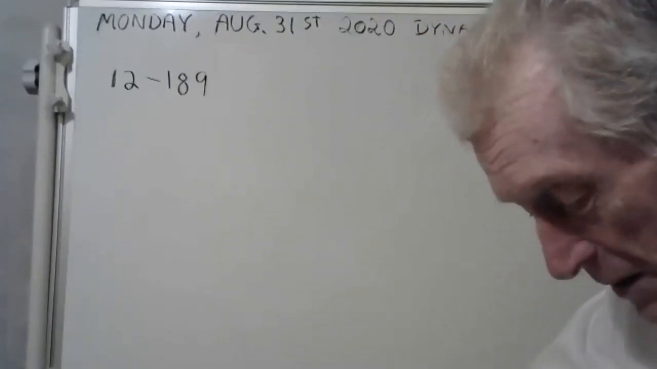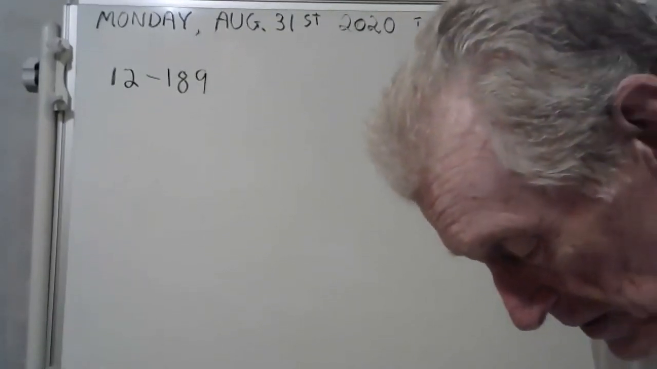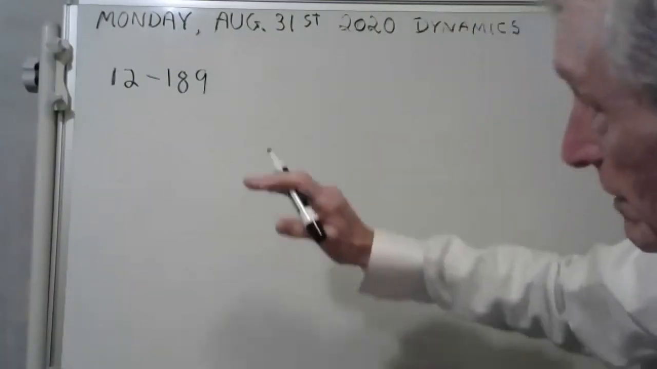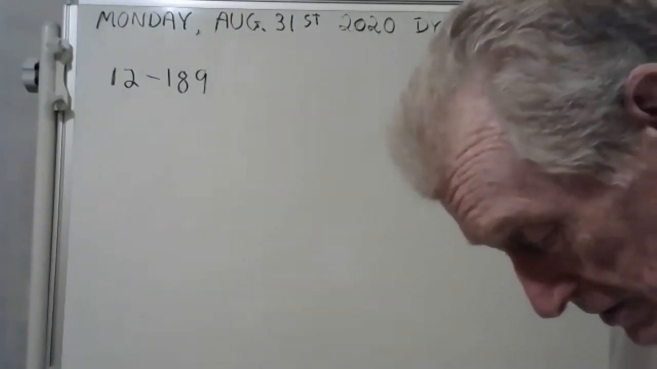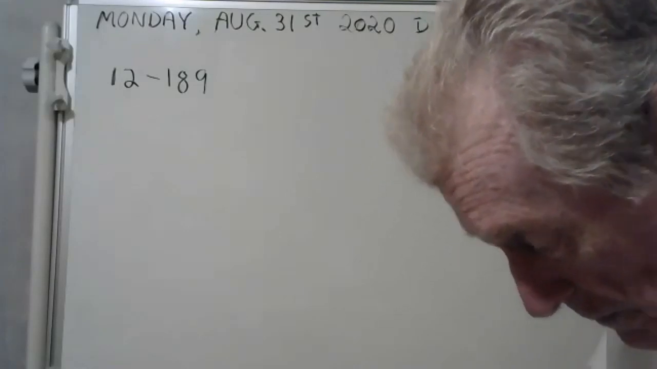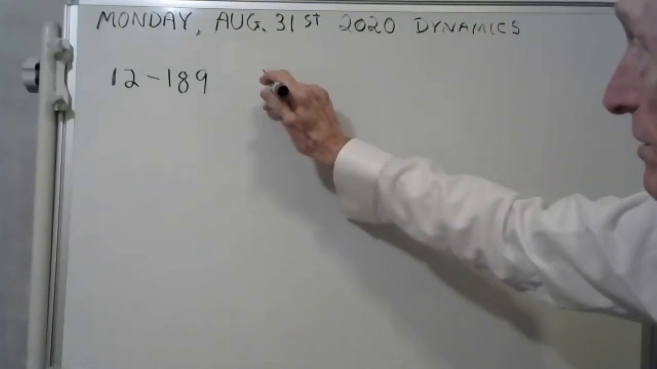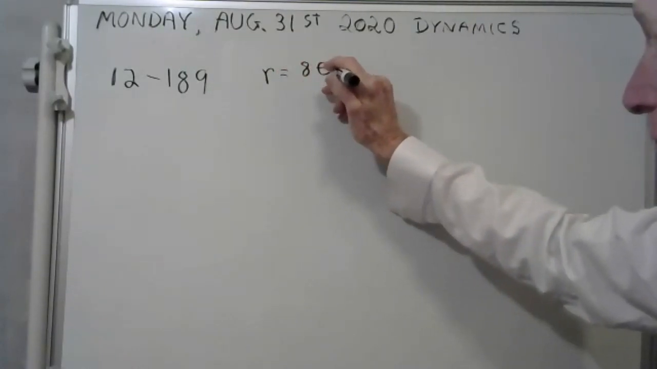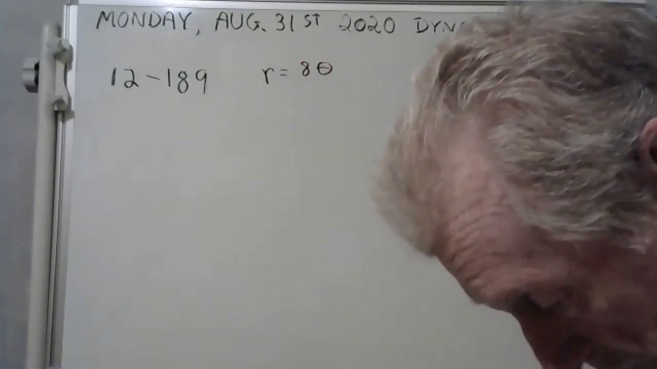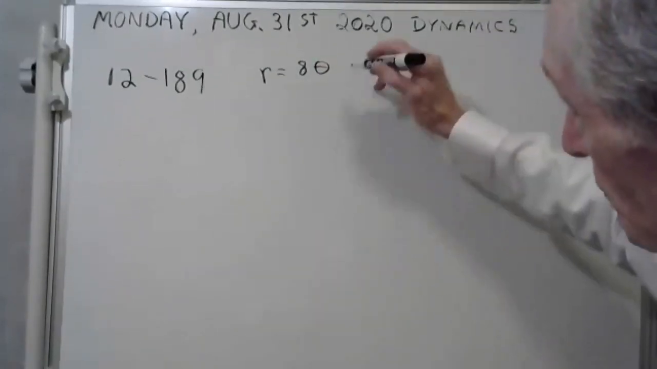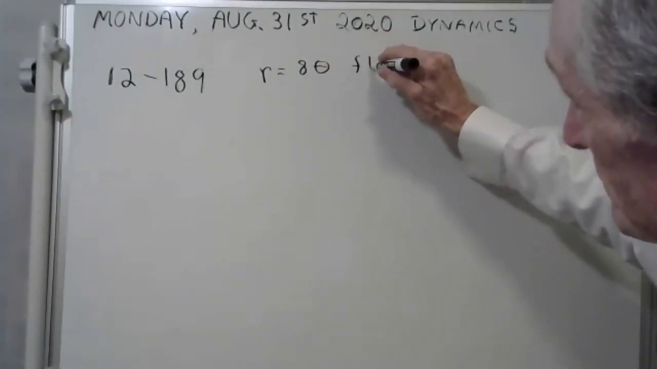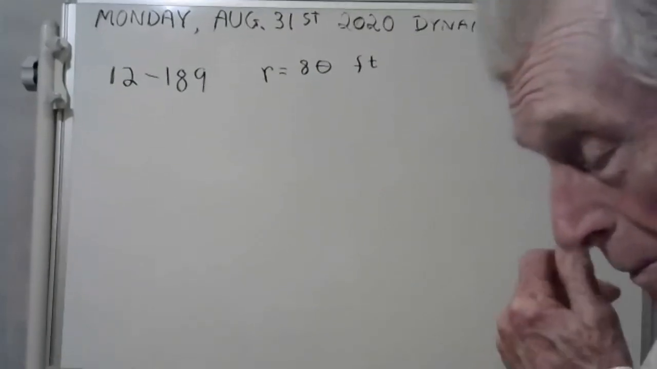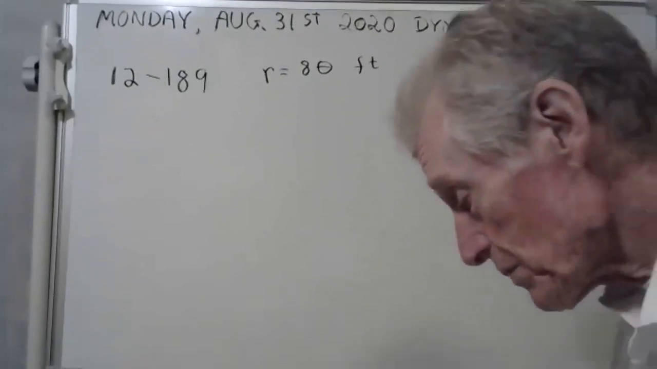It's okay. Here's the thing, though. He's credited for inventing the Archimedean spiral. And here it is. It's r equals 8 theta, where theta is in radians. And they're doing this problem in feet. Okay. Well, let's draw the spiral.